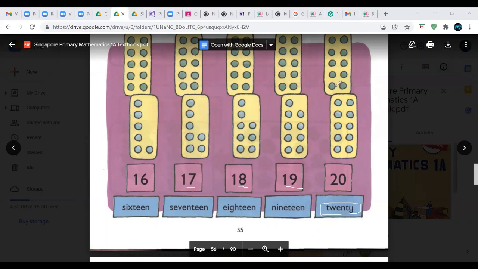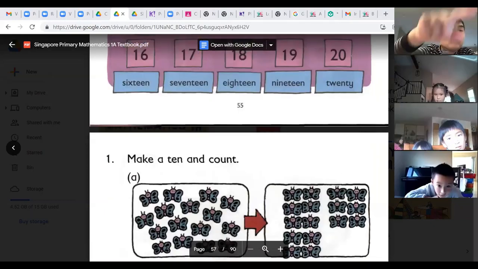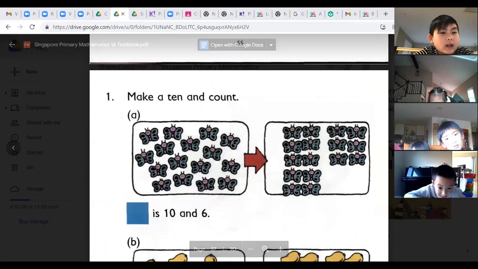And 20, you can see, is two 10s combined together, okay? So you have a 10 here, and then a 10 here. That's a bad drawing of a circle. Okay.